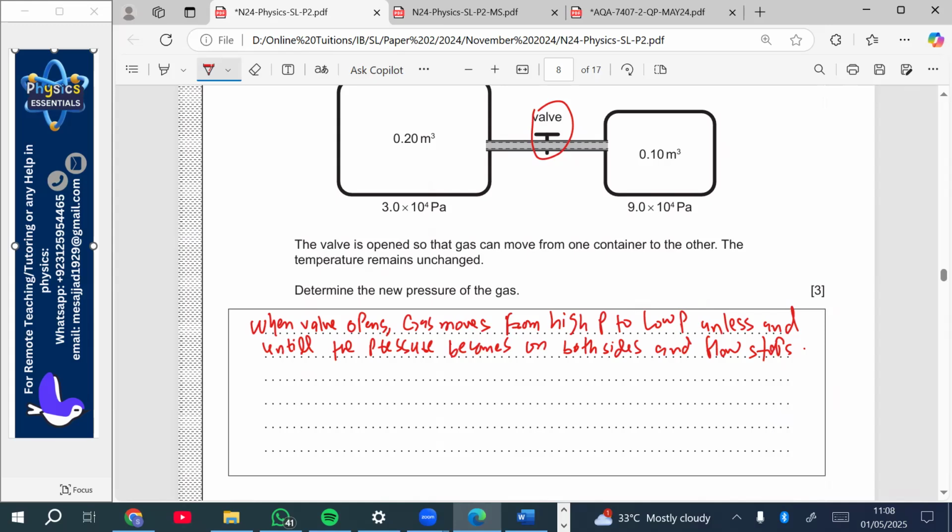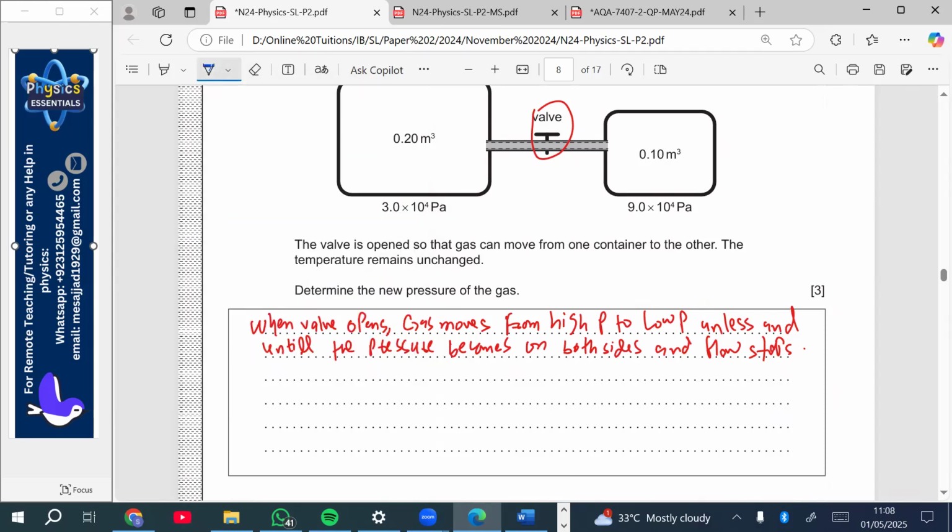So since they have mentioned that there is a different pressure on both sides, you will say that the flow before should be equal to the flow after. Okay, never mind. Let's not do that. Just write a simple equation.